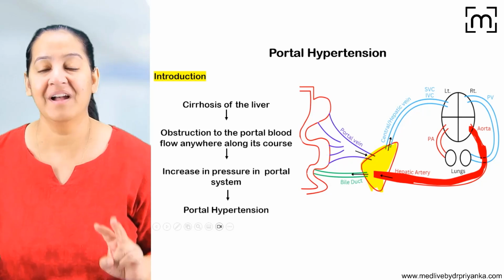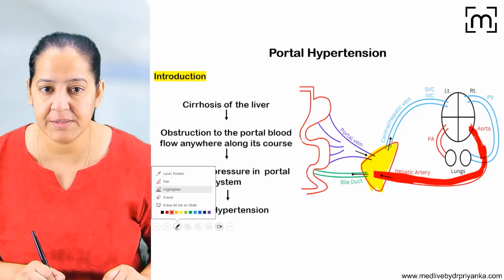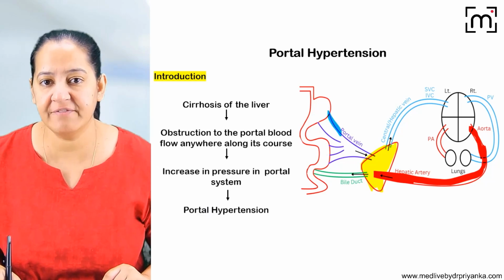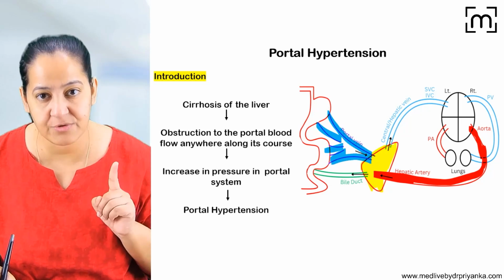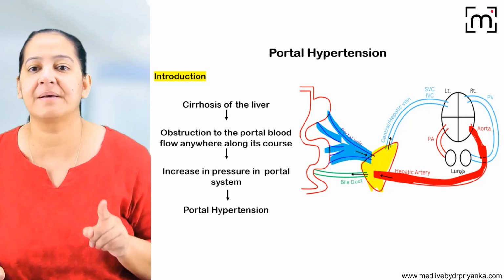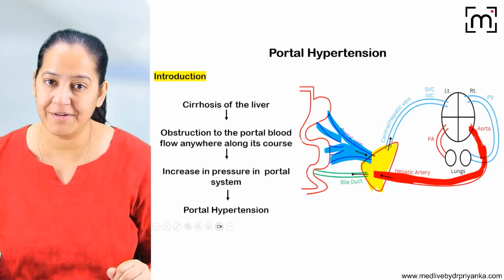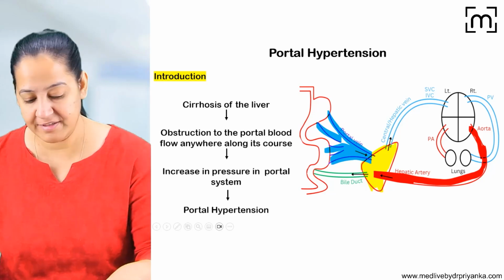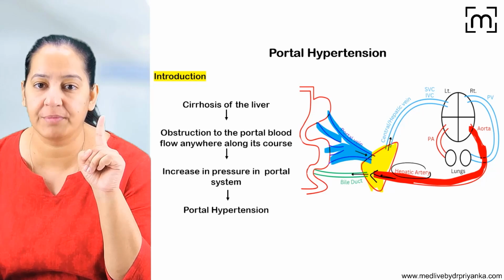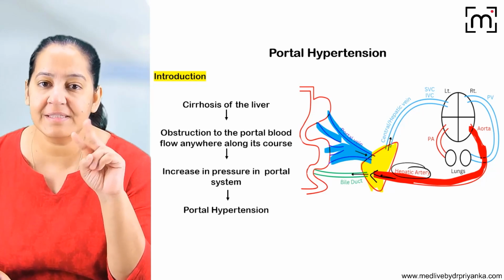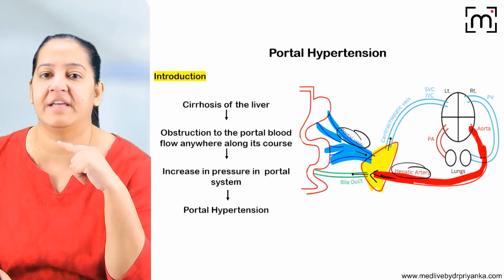What is the second blood supply? The second blood supply of the liver is from the veins of the GIT. Veins of the GIT drain into the portal vein, and the portal vein drains into the liver. So the second blood supply of the liver is the portal vein. So this is the dual blood supply. I hope you got it. What are the two blood supplies? First is the oxygenated blood coming via the hepatic artery from the left side of the heart. And second is the portal vein, that is deoxygenated blood coming from the veins of the GIT.